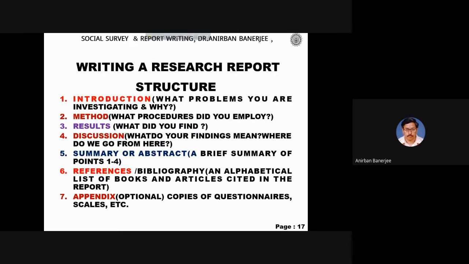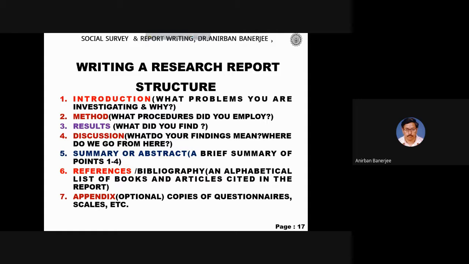Now let's look at the report writing process. This is the structure of a research report. Introduction. What problems are you investigating and why? Method. What procedures did you employ? Result. What did you find? Discussion. What do your findings mean? Where do we go from here? Summary or abstract. A brief summary of points 1 to 4.